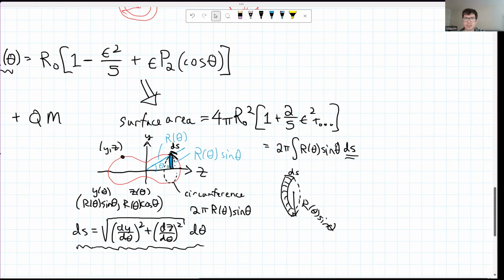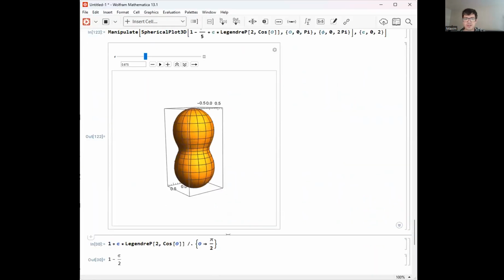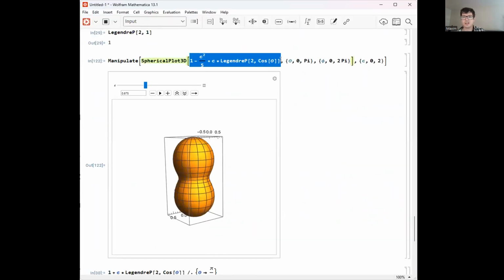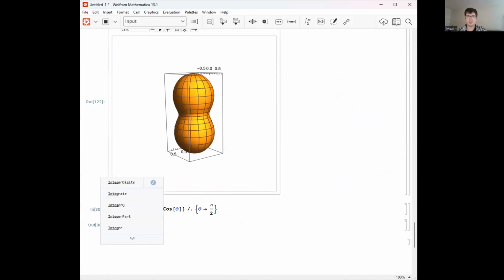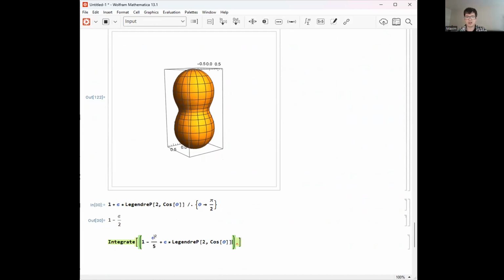I'm actually going to try to work it out in Mathematica, which is sort of my favorite thing here. So here is our r. The surface area should be an integral of r times sine of theta. And then we have this complicated ds, but it's just a derivative.